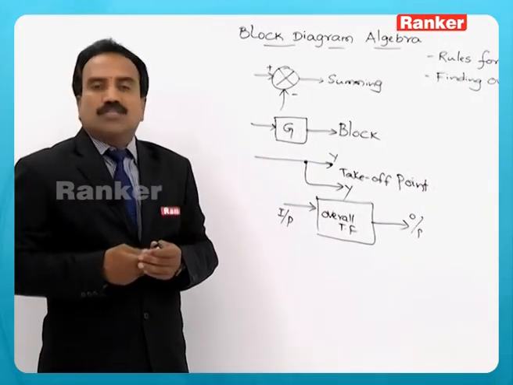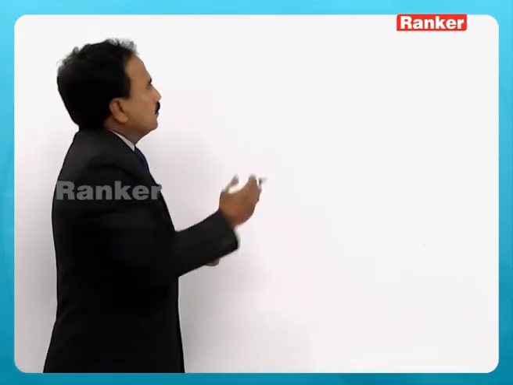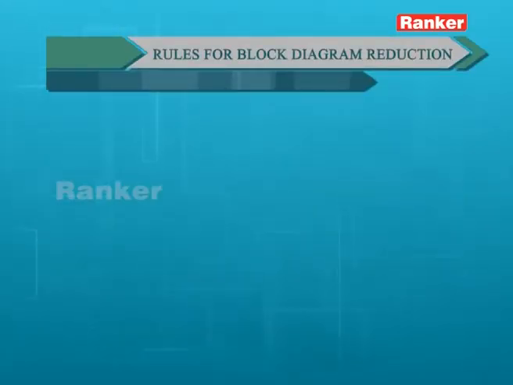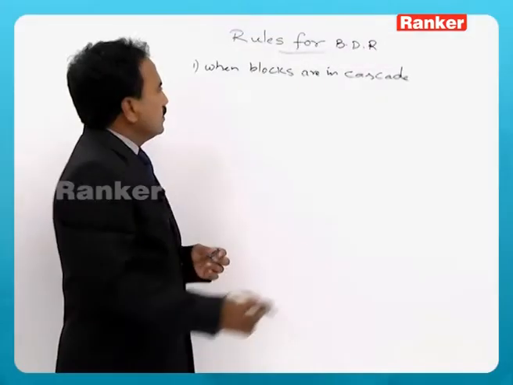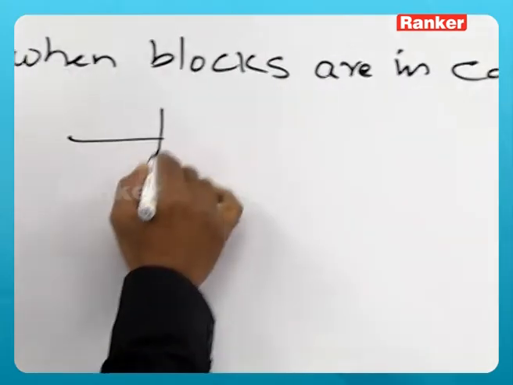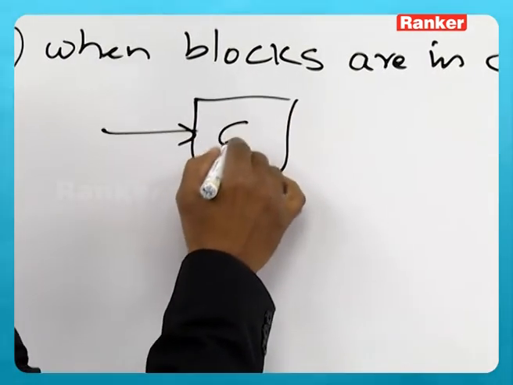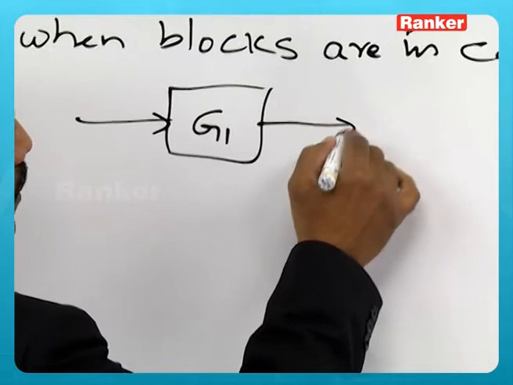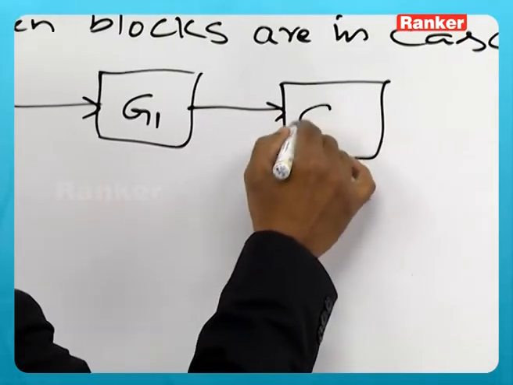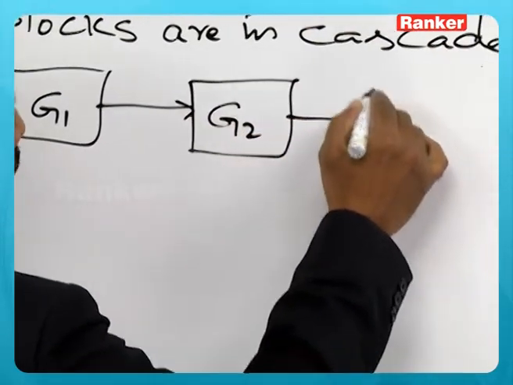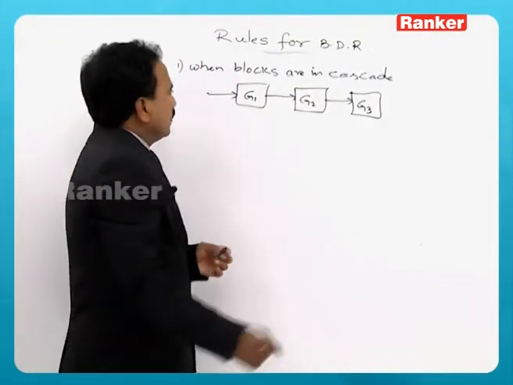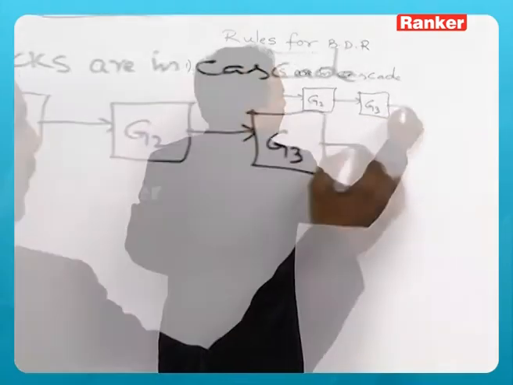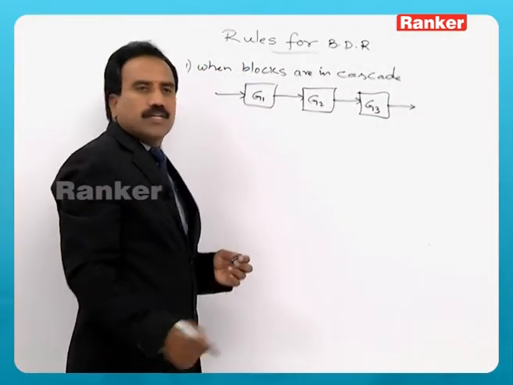We just see with some examples. So, what are the rules for block diagram reduction? Rule 1, when blocks are in cascade. Blocks are in cascade. Say G1, G2 and G3. So, all these blocks are in cascade.